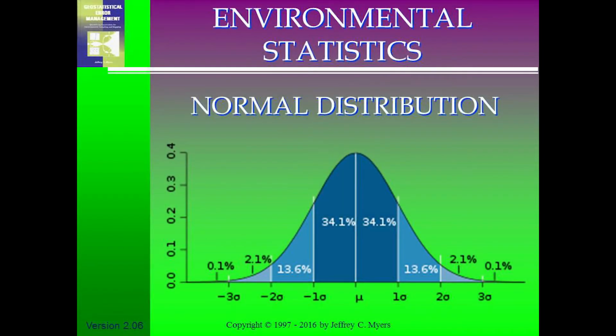Here's the picture form. You can see 68%, 34 and 34. And we have the 13.5 roughly there. This is 95%. And then 3 standard deviations is 99.7%, most of the distribution.